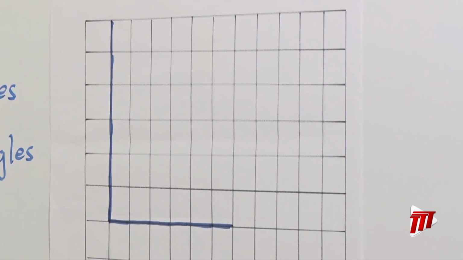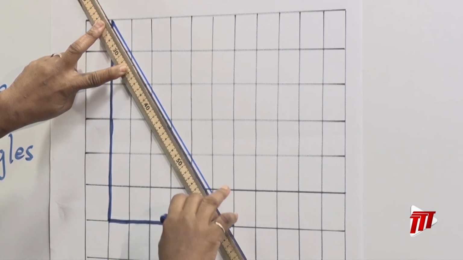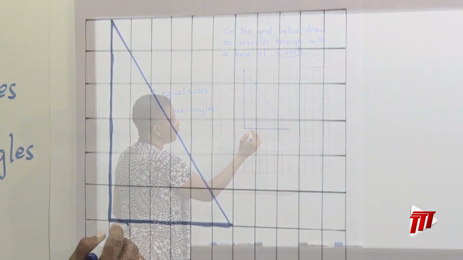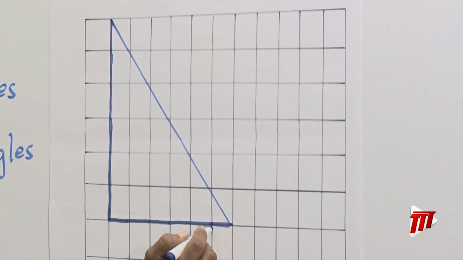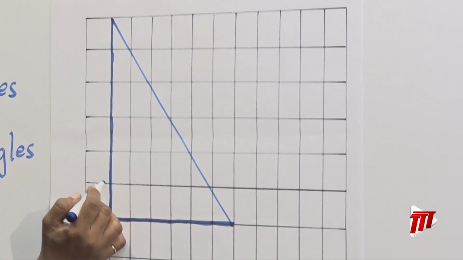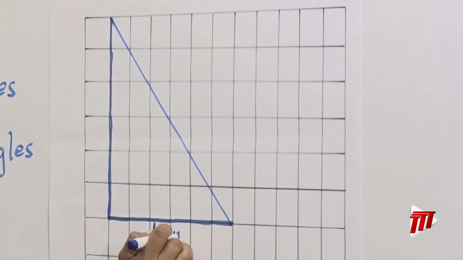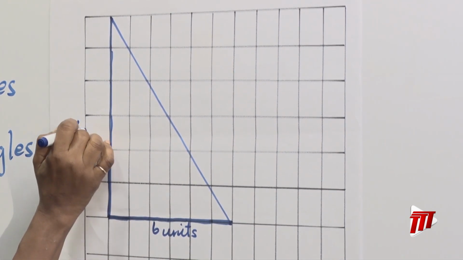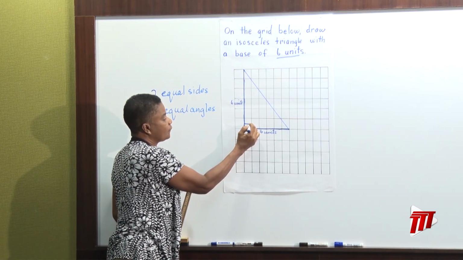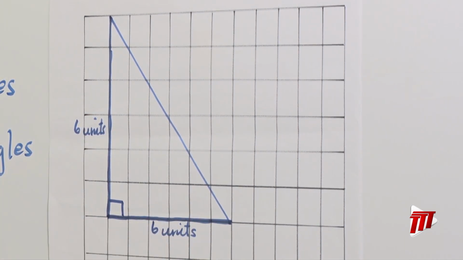What else do we remember? There must be 3 sides. So let's connect. So we have our isosceles triangle with a base of 6. 1, 2, 3, 4, 5, 6. And if one side is 6, the other side must also be 6. 1, 2, 3, 4, 5, 6. So let's write 6 units on this side and 6 units here. What do you observe? That this isosceles triangle is also right angle. Did you see that? We can also form a right angle isosceles triangle.